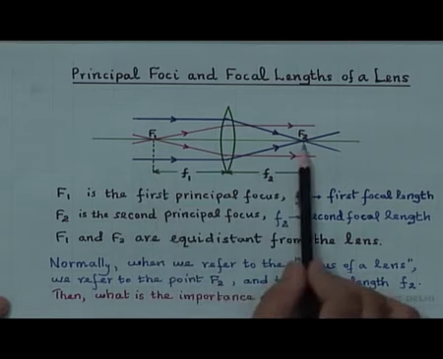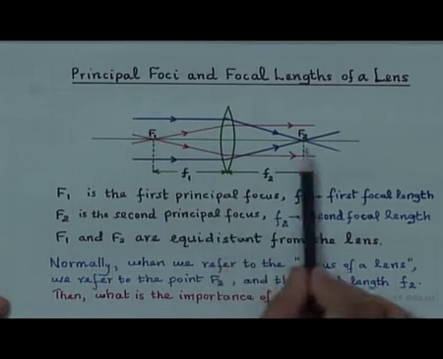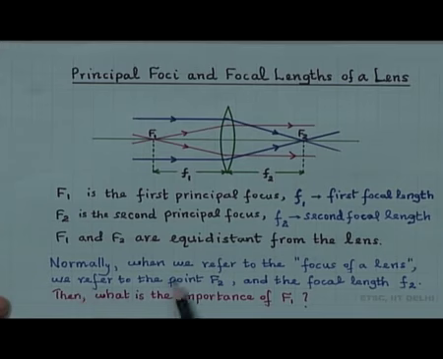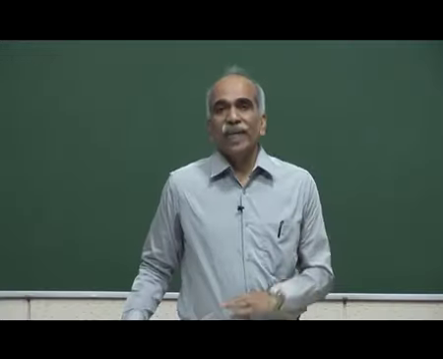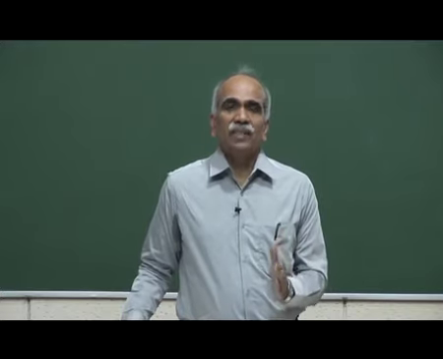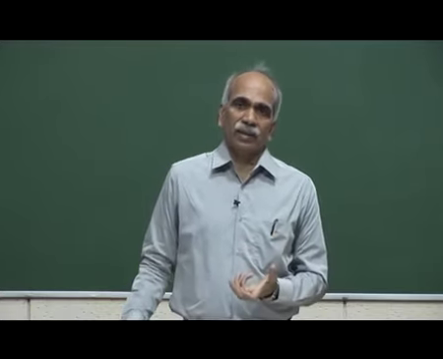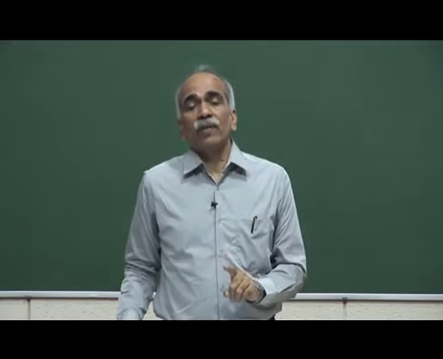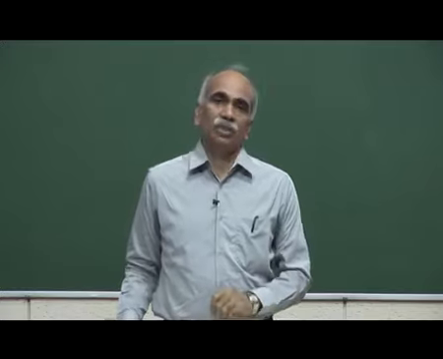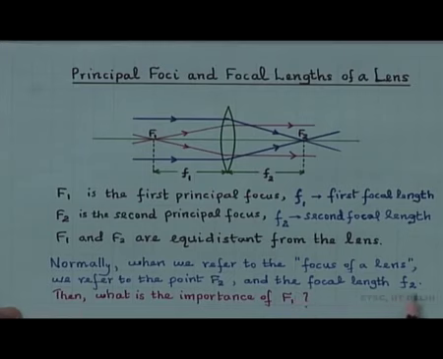Therefore, the principal foci F1 and F2 are equidistant from the lens. Normally, when we talk about a lens of focal length f, we are referring to the second focal length f2, because that is the one which we encounter later. It is beyond the lens and it is the second focal length that we are referring to. And the focus of the lens also we are referring to is capital F2, that is the second principal focus. So, here it is F2 and the focal length f2.